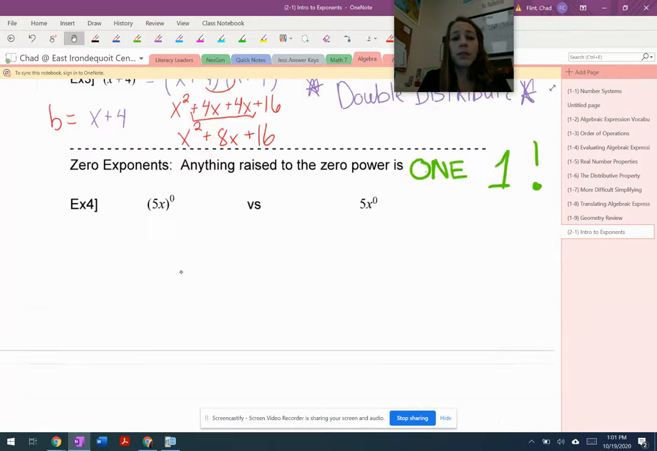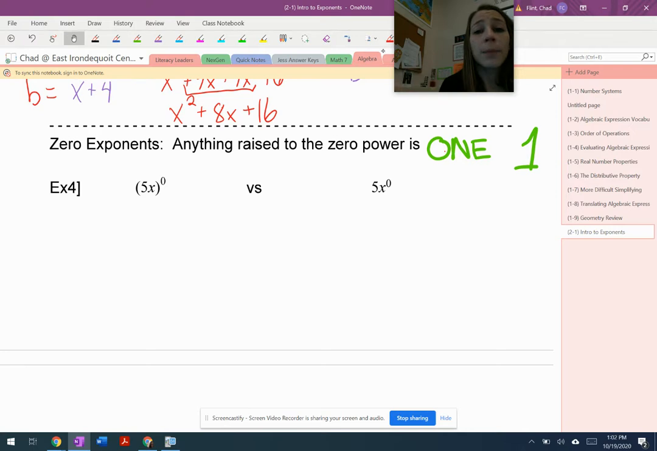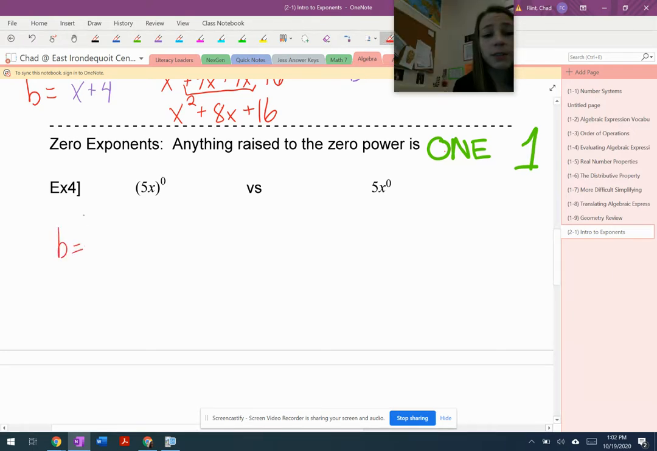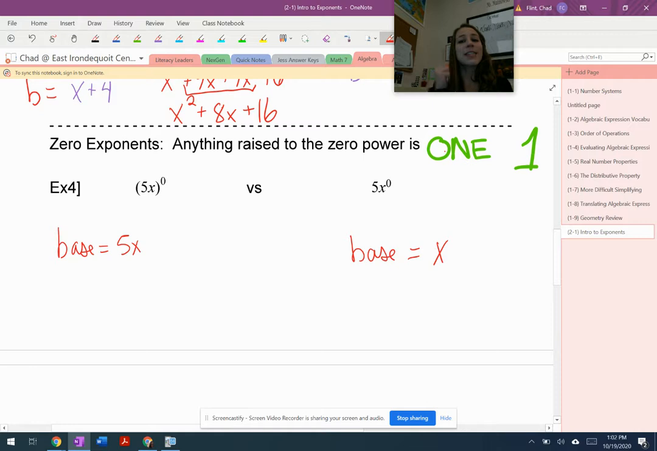So let's look at example 4 here. It's comparing two things: 5x in parentheses raised to the 0 power, and 5x to the 0 power. Just like we talked about in those previous examples, let's start by identifying the base in both of these. The base for the first one is that entire 5x. Remember, those parentheses tell me that entire piece is being raised to that exponent. In my second piece here, the base is only the x. The 5 is not being raised to that exponent of 0.